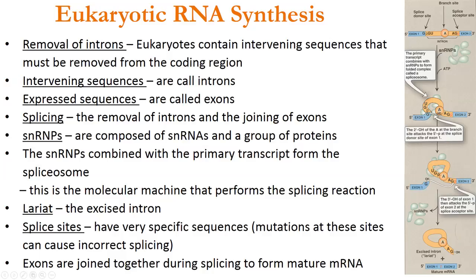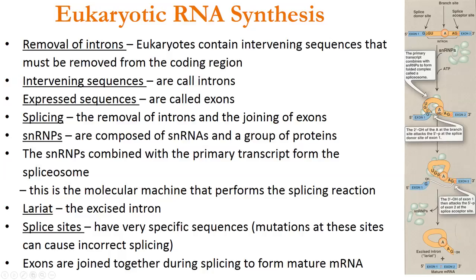These RNAs are grouped with some proteins to form the SNRPs, which are basically our enzymatic cleavage scissors, these molecular scissors, which combine with the primary transcript. We're going to cleave out the intron and join the exons together. So we actually have two cleavage events and then a ligation event, and the SNRPs have the enzymatic activities to do that.